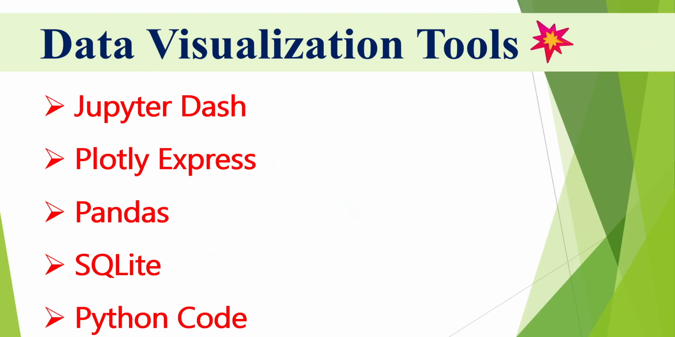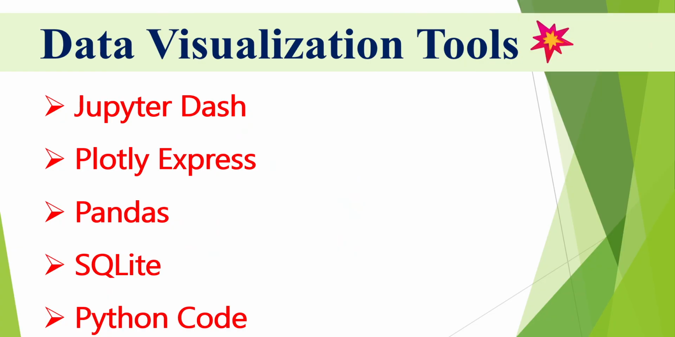Plotly Express allows us to create interactive visualizations with just a few lines of codes. Then Pandas, which allows us to work with data in a flexible and efficient way. It is like having a superpower that helps us manipulate and analyze data. Finally, SQLite is a tool that allows us to store and manage data in a database. For better understanding, let's understand this using Python codes. We will run these codes in Google Colab.